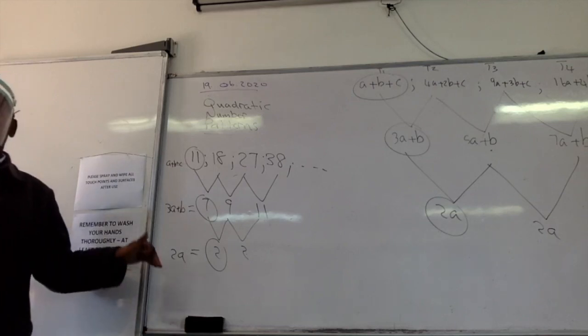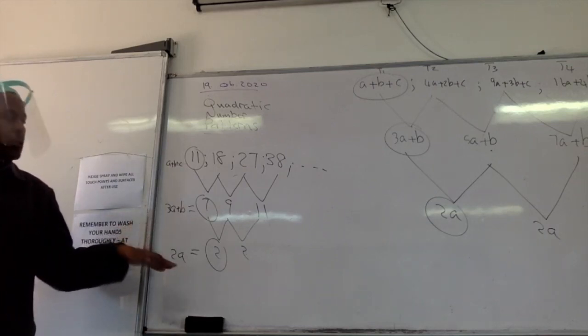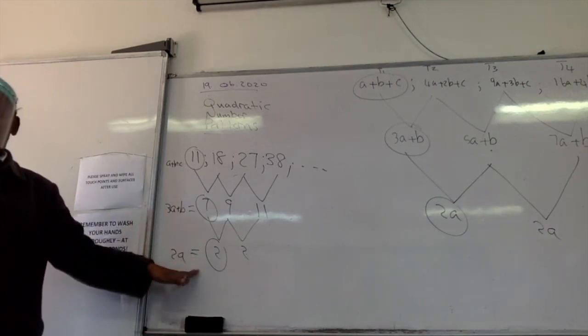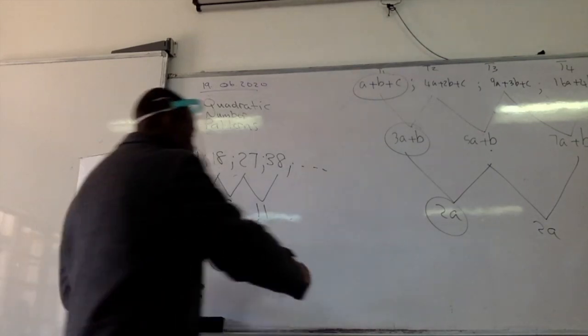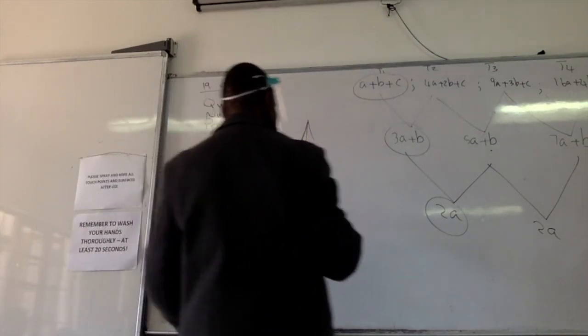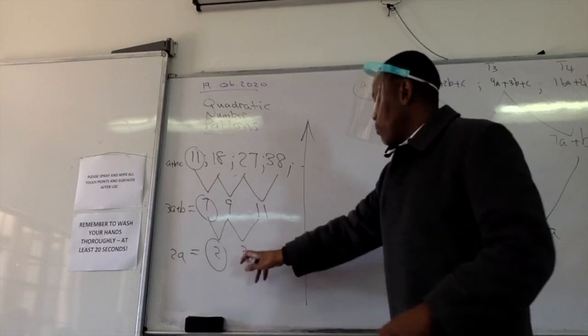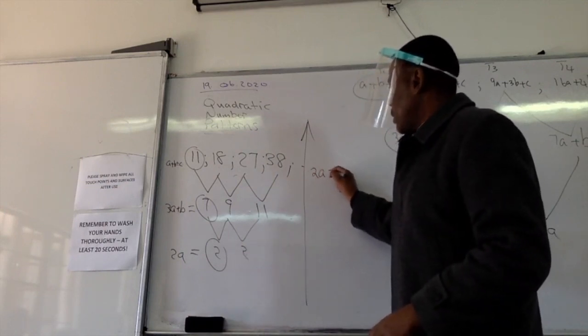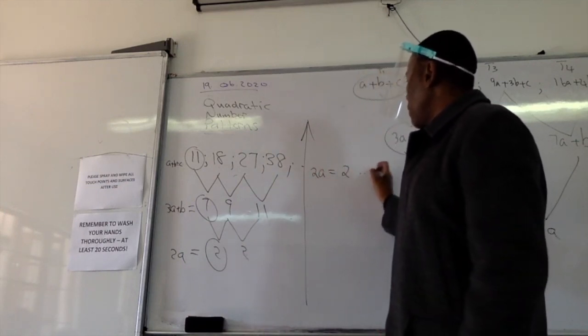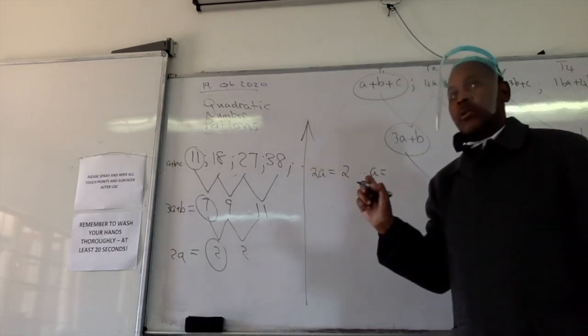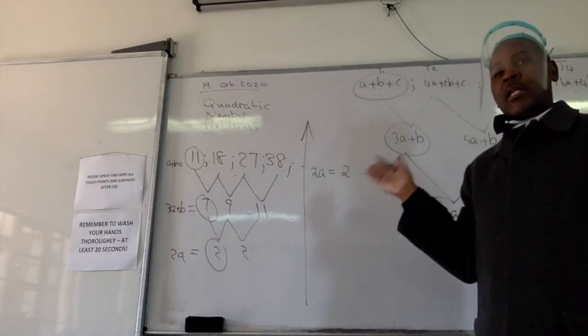And then you start solving for a, b, and c, starting from the bottom. So you work upwards like this. It will be easy that way. So let's do that. From down here, it says 2a is equal to 2. Therefore, a is equal to 1. So now we know that a is 1.